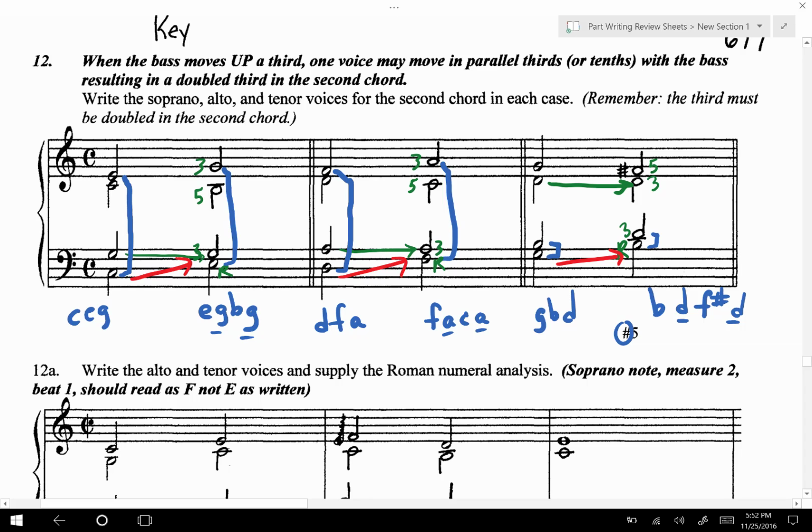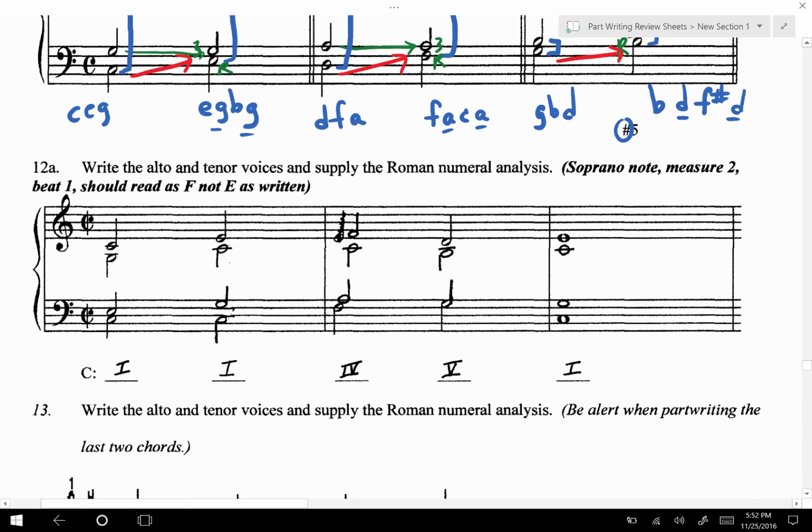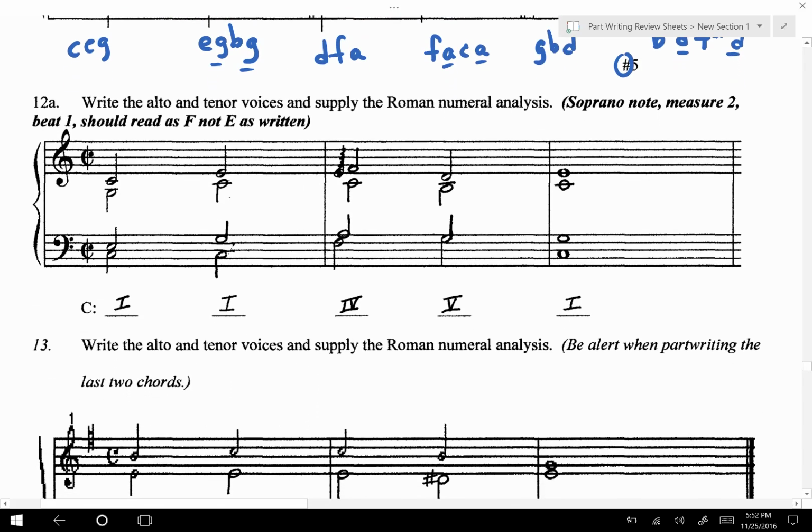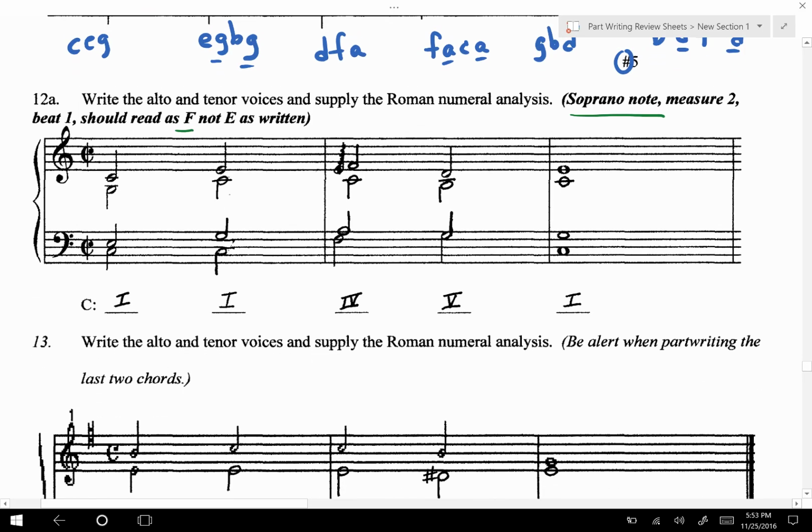For 12A, write the alto and tenor voices and supply the Roman numeral analysis. Okay? Hopefully you changed the note in measure 2. Soprano note should read an F, not an E, as they originally had it. Here, in this particular example, we have a key, and we're supposed to supply the Roman numeral analysis as well. Spell your triads first.